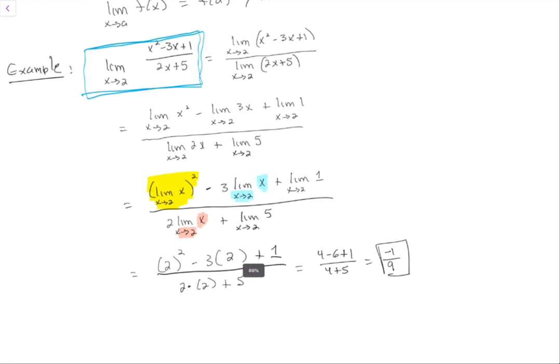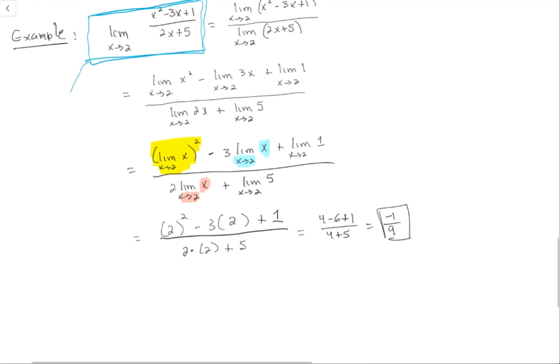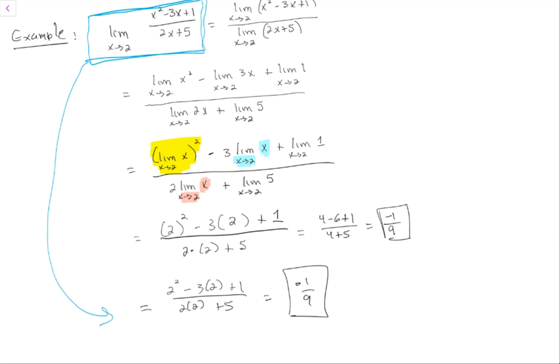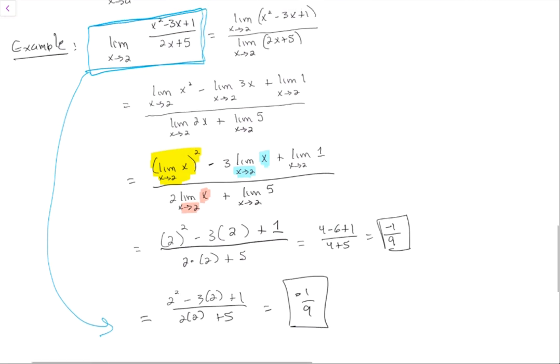Let me zoom out just a hair here. So I'm going to swing down here, and I'm just going to go ahead and plug everything in, right? So I'm just going to direct substitute. So I'm going to end up with 2 squared minus 3 times 2 plus 1 all over 2 times 2 plus 5, which of course gives me negative 1/9 there as well. So the direct substitution law is wonderful. It basically just says, if I'm looking at the limit as x approaches a, as long as a is in the domain of my function, just plug it in and see what you get.